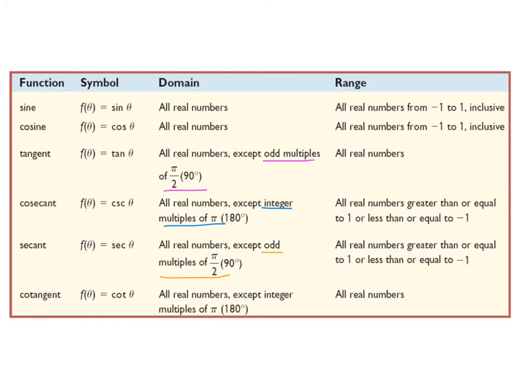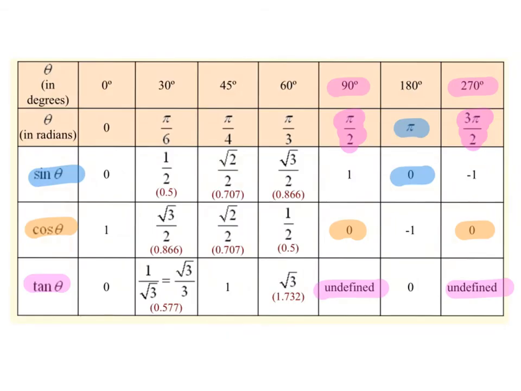So range is also going to be a limitation. It's going to have all real numbers except for certain things. Sine and cosine, all real numbers, but only from -1 to 1 inclusive, meaning it includes -1 and 1. Tangent has all real numbers, and then cosecant and secant, all real numbers greater than or equal to 1 or less than or equal to -1, so it doesn't have that middle range. And then cotan is all real numbers, just like its inverse function. And here's a quick look as to why certain restrictions or asymptotes exist.